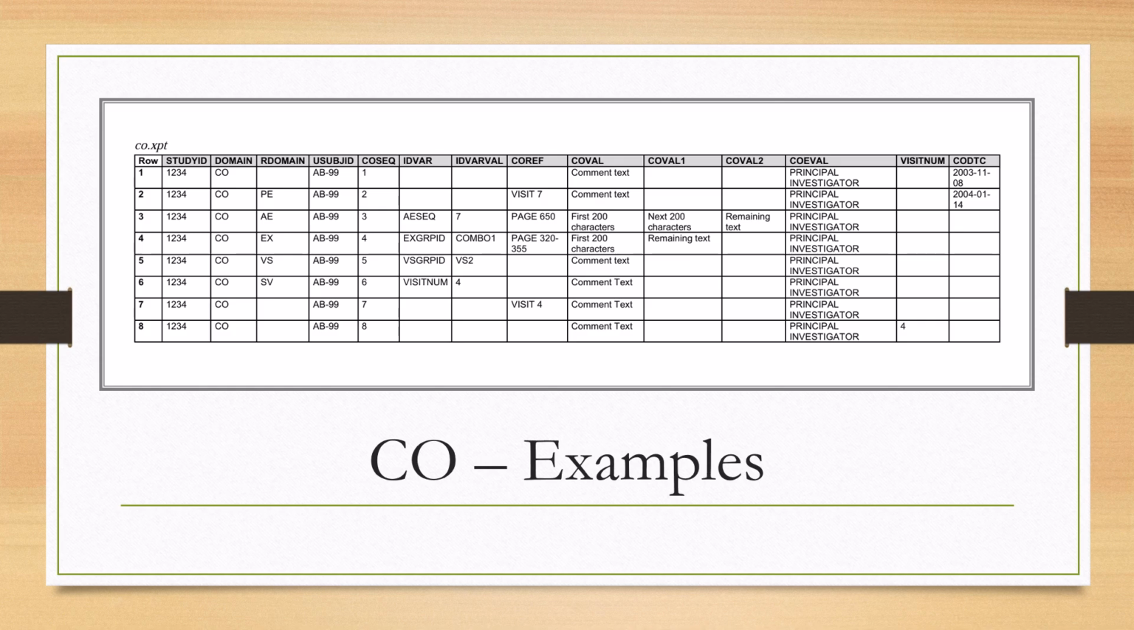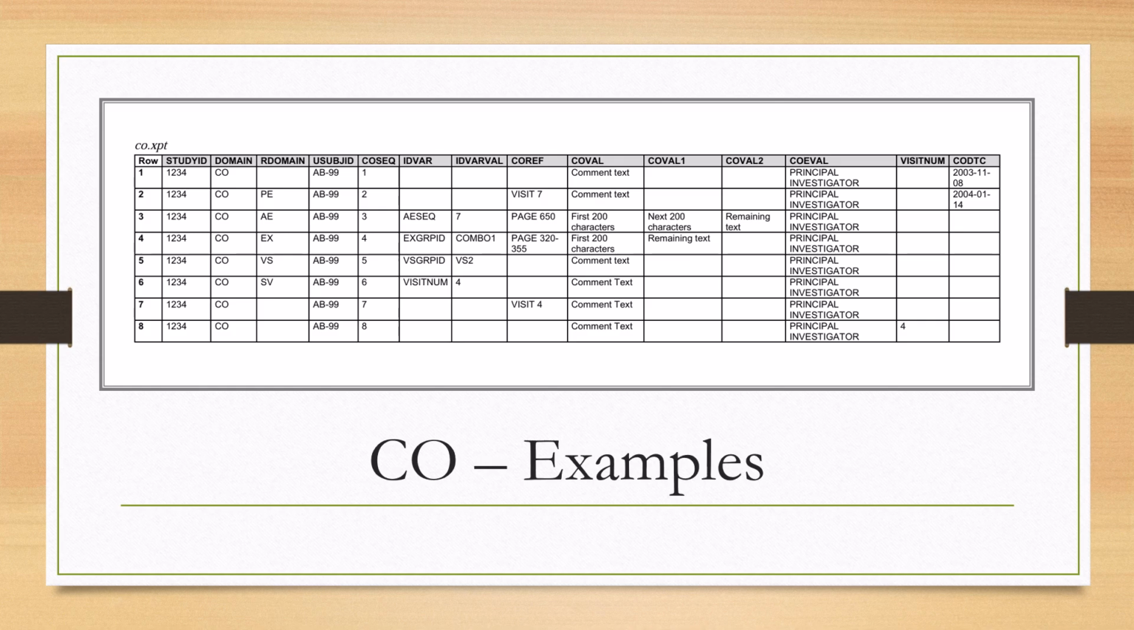The third row shows a comment for a single AE record having its AE sequence as 7. In this record, we have all the information that the comment is related to AE, and to the record with the AE sequence value 7. So we are populating RDOMAIN, IDVAR, and IDVARVAL, all three variables. Another point to notice here is that CODTC is kept as null, because we do not need any information from CODTC. Our RDOMAIN, IDVAR, and IDVARVAL are sufficient to point out the domain and the record to which this comment is related.